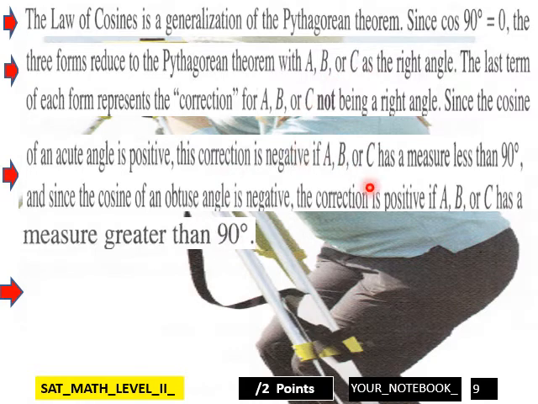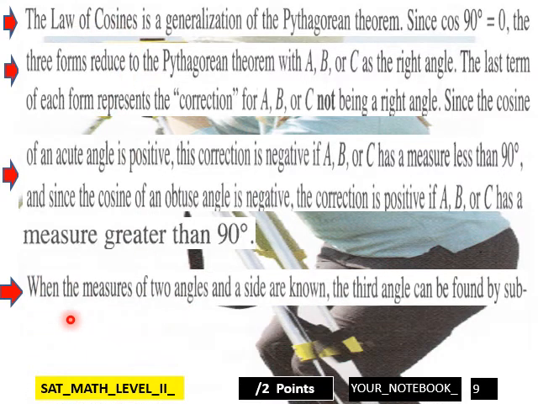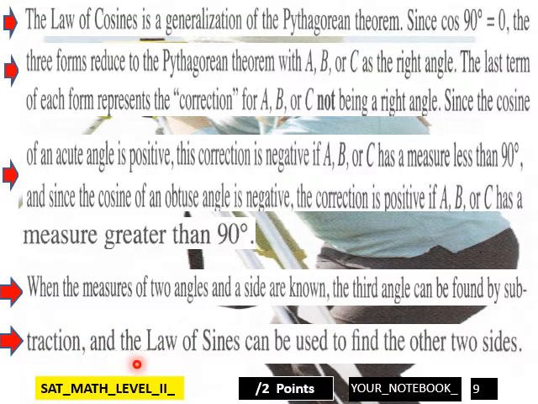I mean, this is what happens when you move different variables over to the left-hand side for the law of cosines. When the measures of two angles and a side are known, the third angle can be found by subtraction, and the law of sines can be used to find the other two sides as well. So you can start out by using the law of cosines when you just have measurements, and then switch over into the law of sines to find the two remaining sides and angles.